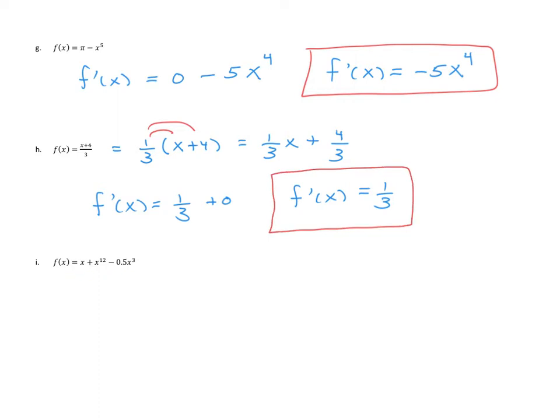For part I, all right, f prime of x is equal to, the derivative of x is 1. I'll add on the derivative of x to the 12th, that is 12x to the power of 11. And then I'm going to subtract off, I'm going to bring down the 3, and I'm going to multiply it to 0.5, and that gives me 1.5 x to the power of 2.